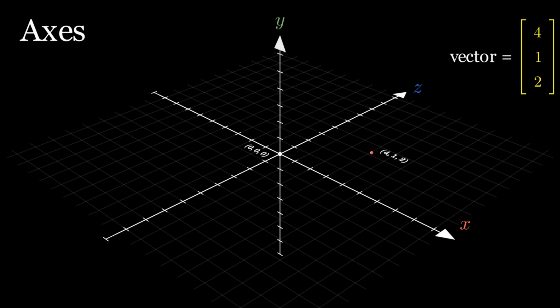But be careful, don't assume that vectors are the same as points. Let's say we want to move from the point 4, 1, 2 to the point 7, 1, 2. We would move 3 spaces along the x-axis, 0 spaces along the y-axis, and 0 spaces along the z-axis. And this gives us the vector of 3, 0, 0. It tells us how to move from one point to another.